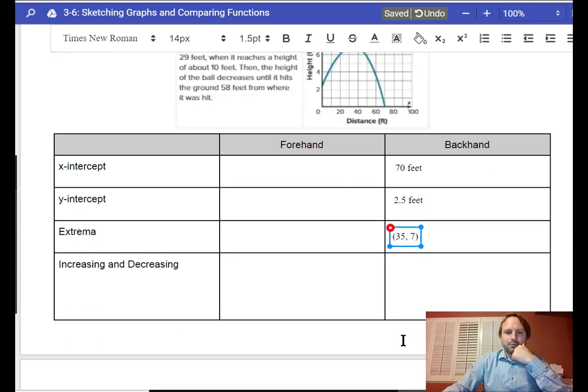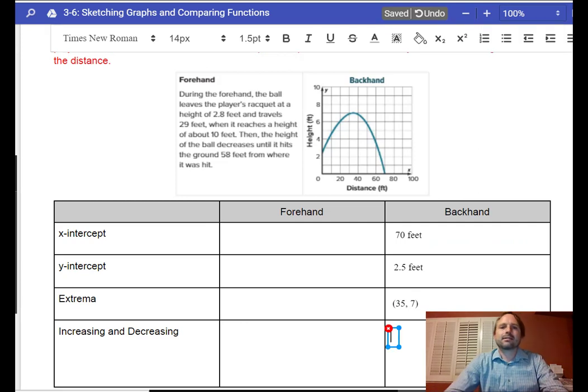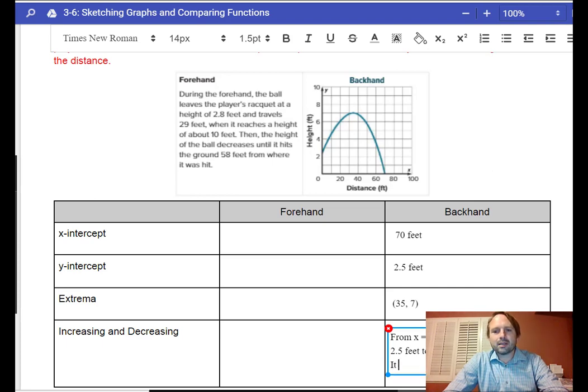Increasing and decreasing. Give me a second. So it increases from x equals 0, from a height of 2.5 feet to a height of 7 feet at 35 feet. It then decreases from that point until x equals 70, where it hits the ground.